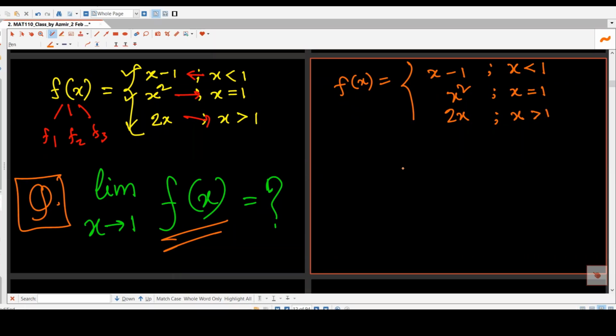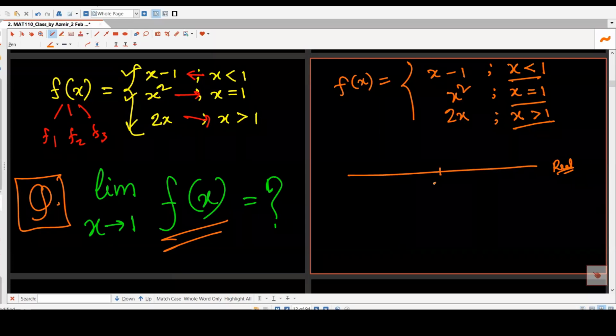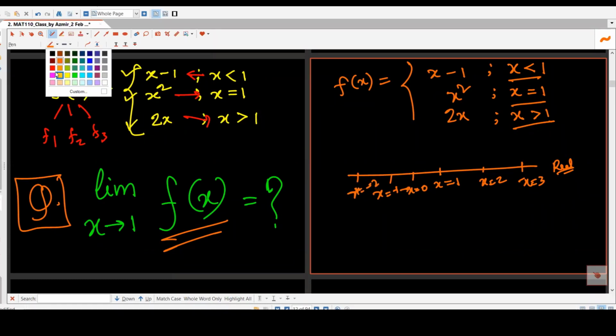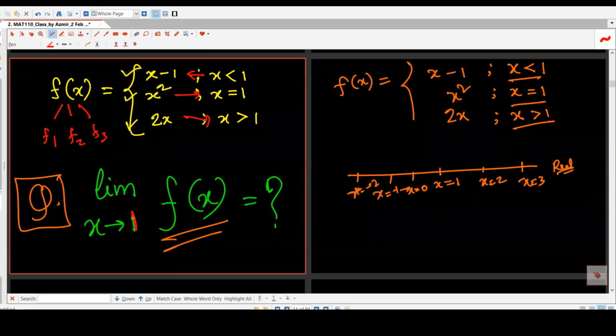Now we will try to evaluate the limit of this function. So first of all, we have to understand what is the meaning of x less than 1, x greater than 1, and x equals 1. So if we think about the number line, that is the real number line or x-axis, let's say this is x equals 1. So obviously it will be x equals 2, x equals 3, x equals 0, x equals -1, x equals -2. So what is our main point? We are trying to evaluate the limit when x is approaching 1. So this is our main portion.